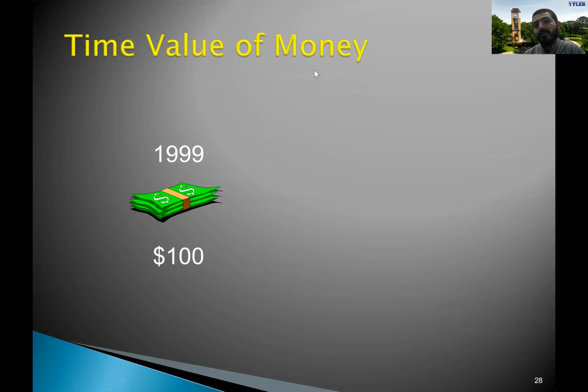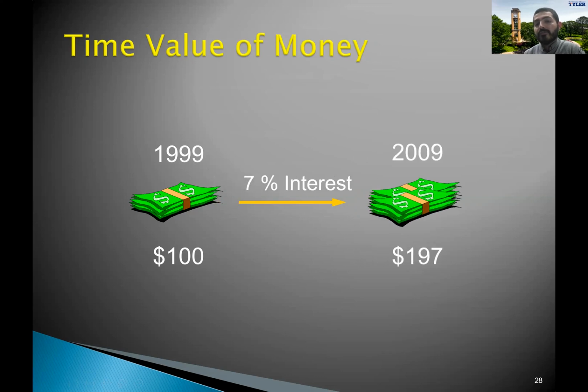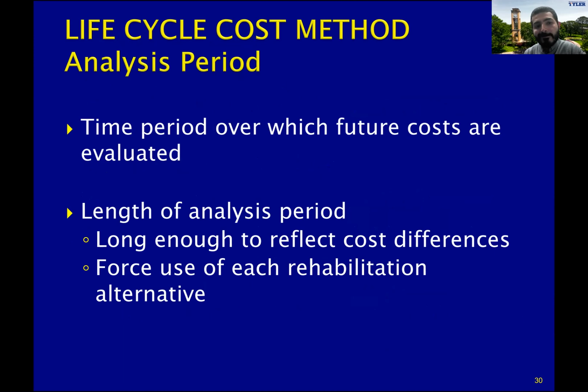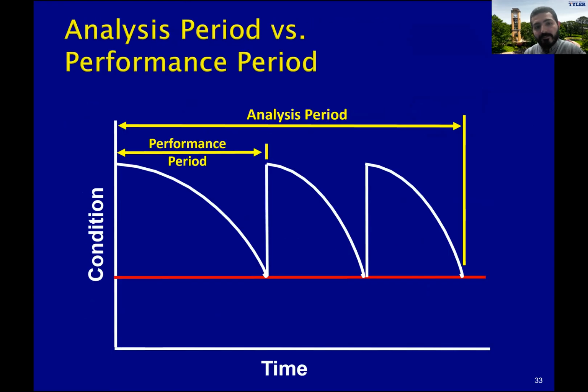We all know that if you had $100 back in 1999, it would be equivalent to almost double at just a 7% interest rate. In 2009, ten years later, that would be worth 197, about 190 in 2009. Here are more definitions of the discount rate. What I really want, we've covered this. Yes, here: performance versus analysis period.